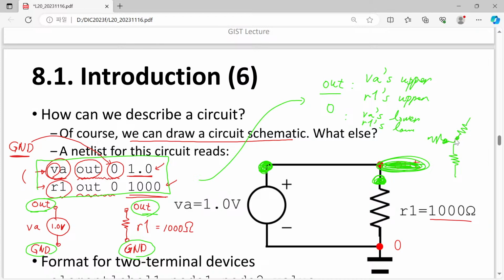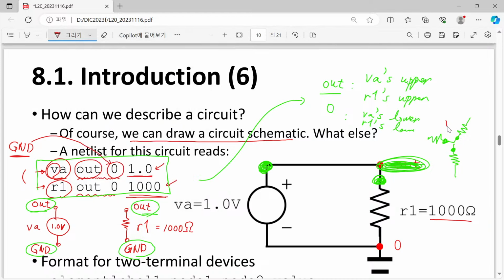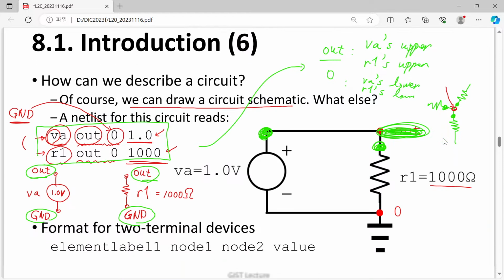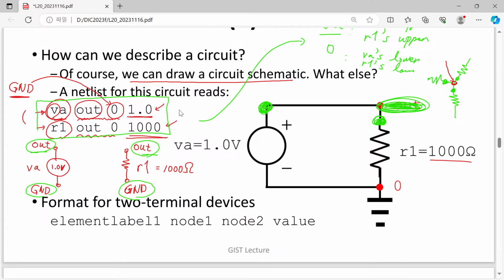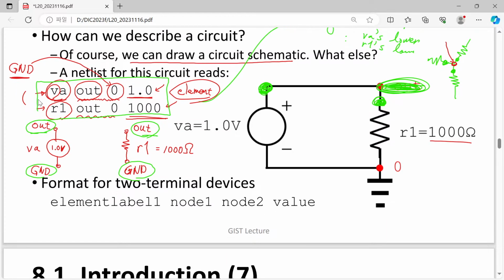this one is connected to this one, and simultaneously it is also connected to this terminal. So without introducing the intermediate concept called a node, the specification will be quite difficult. So simply speaking, the netlist really focuses on each element. Element-wise specification is the essential point of our netlist.